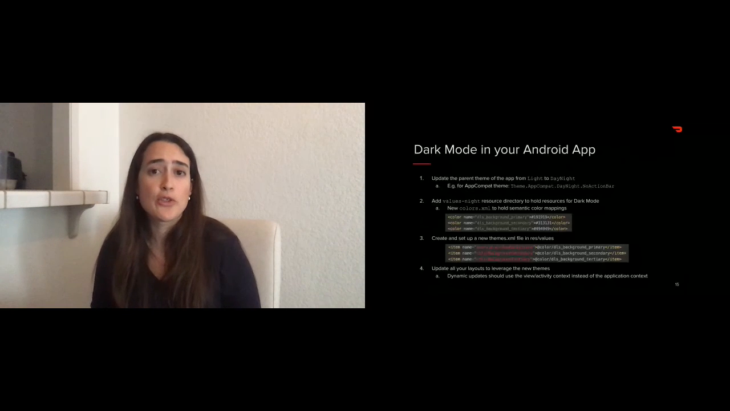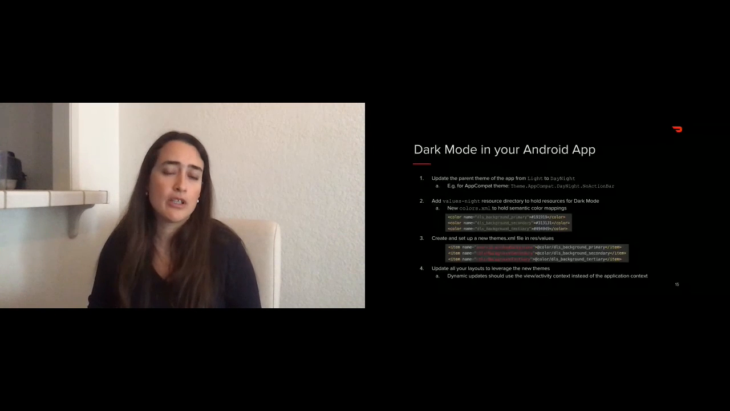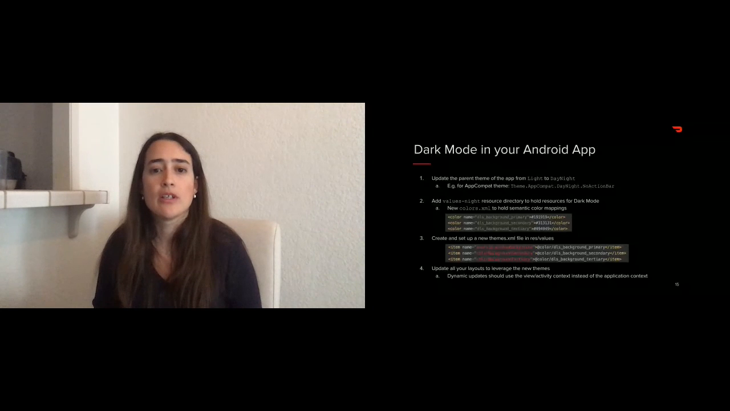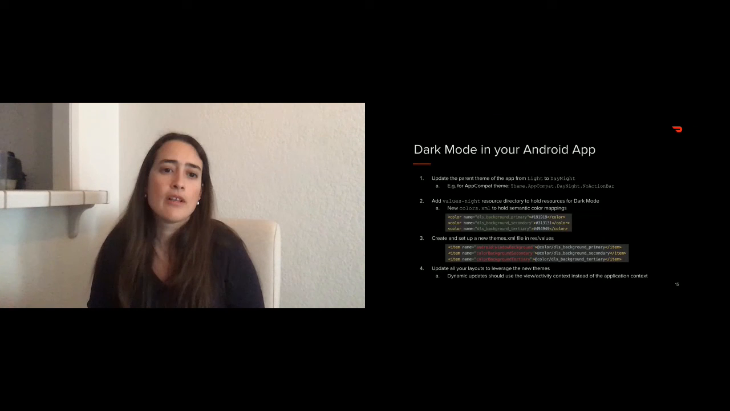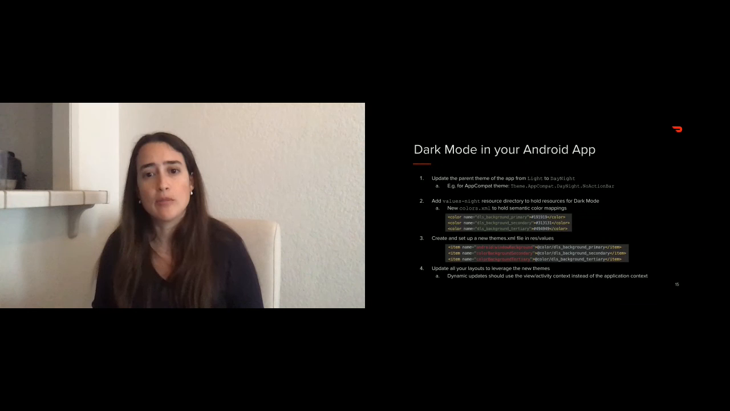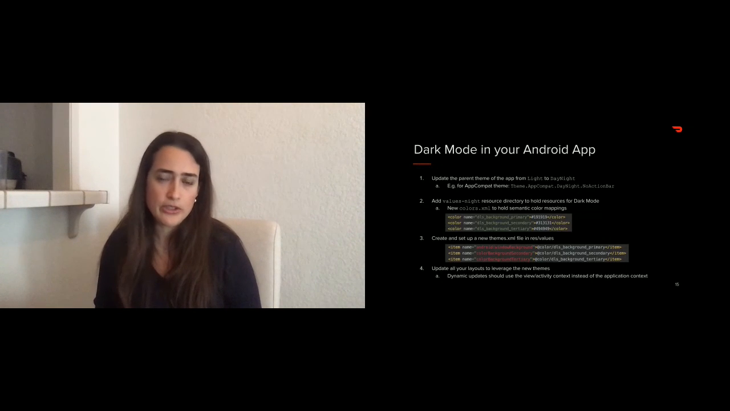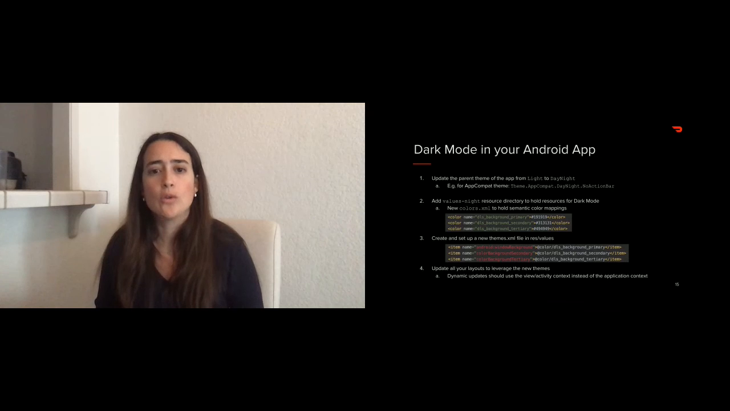Now, switching over to Android, I think there are a lot of common learnings, but let's go over specifics. The first thing you will want to do is make sure that you update the parent theme to leverage day-night. And you can do this whether you're using AppCompat or Material Components. It's a similar change. Then after that, you'll want to have a colors.xml within the values-night directory. And what this will do is it will hold the mapping between a semantic color and the RGB color. For example, a DLS primary background would be 191919 when it's in dark mode.